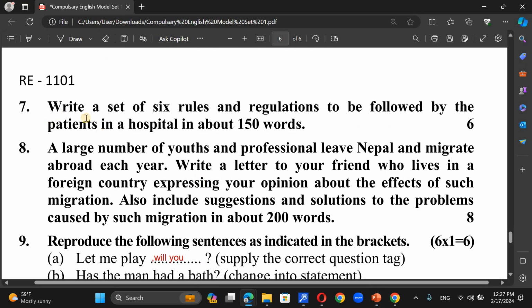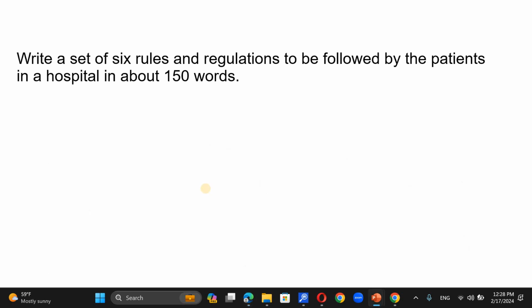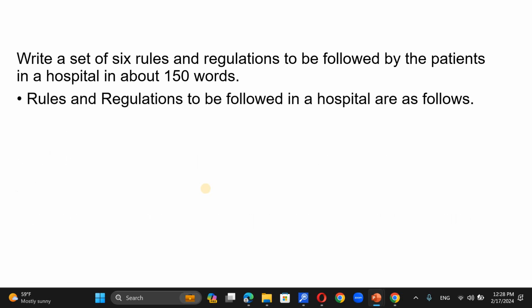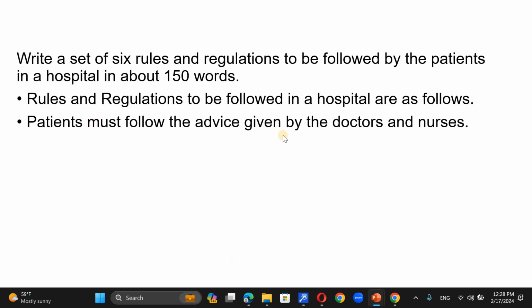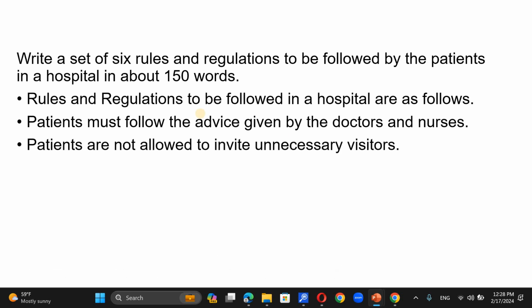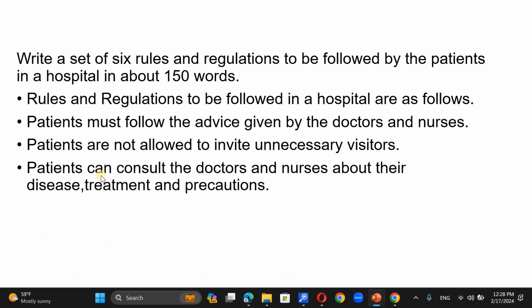Now, next is to write a set of 6 rules and regulations to be followed by the patients in a hospital in about 150 words. Rules and regulations to be followed in the hospital are as follows. Patients must follow the advice given by the doctors and nurses. Patients are not allowed to invite unnecessary visitors in the hospital. Patients can consult the doctors and nurses about their disease, treatment and precautions.